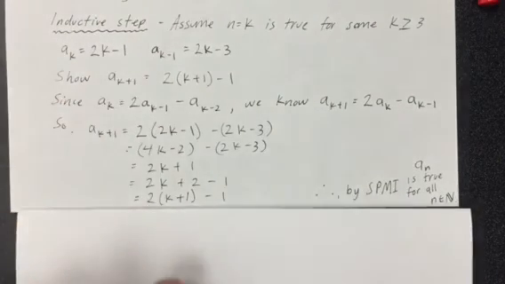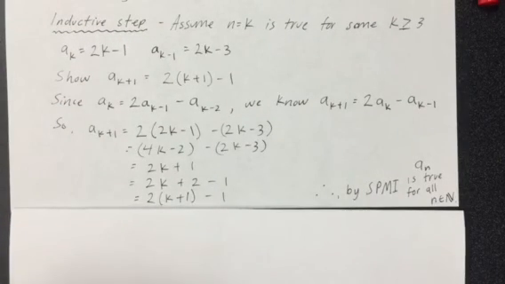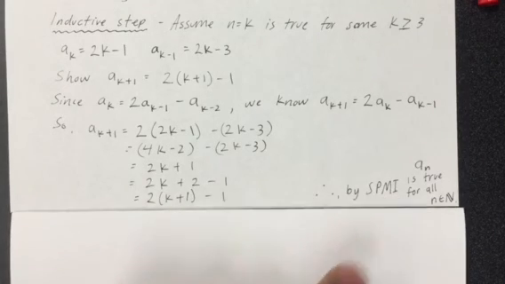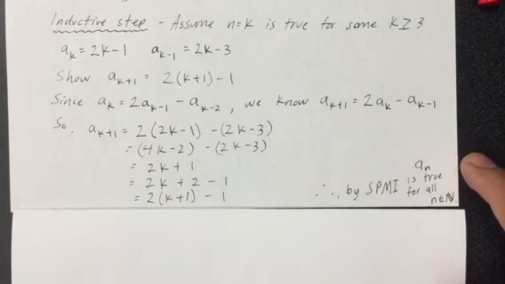And since we've shown that a sub k plus 1 is true, we have shown by the strong principle of mathematical induction that a sub n is true for all n in the natural numbers.